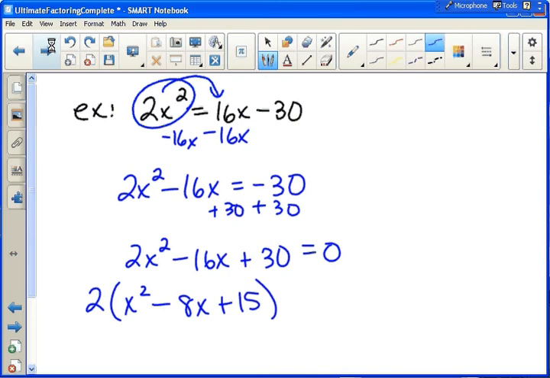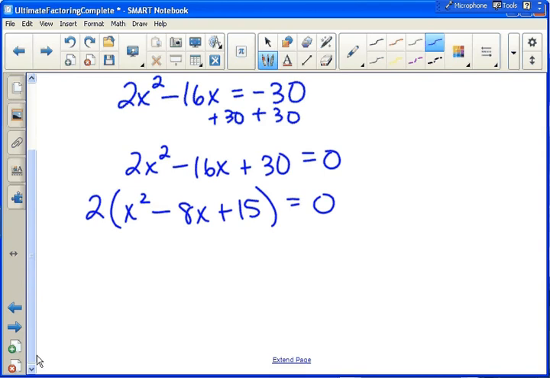Now what I have inside is a trinomial. So with a trinomial, I want to set up my 2 parentheses, put x's in front. Don't forget to leave the 2 out front, okay? Don't drop that 2.